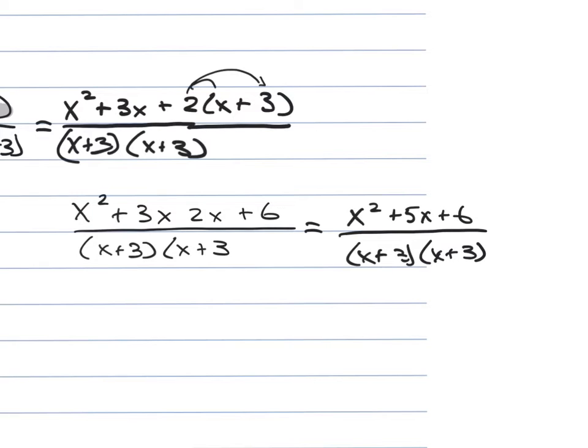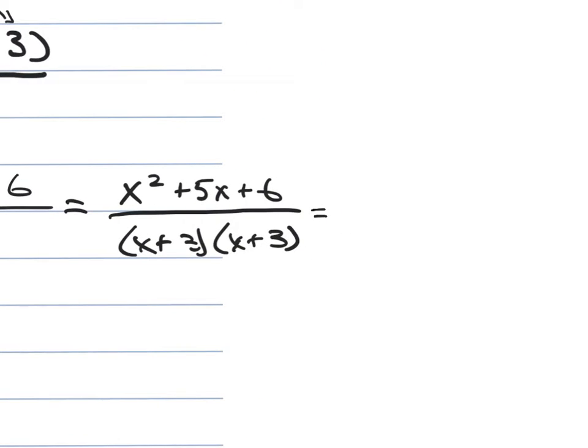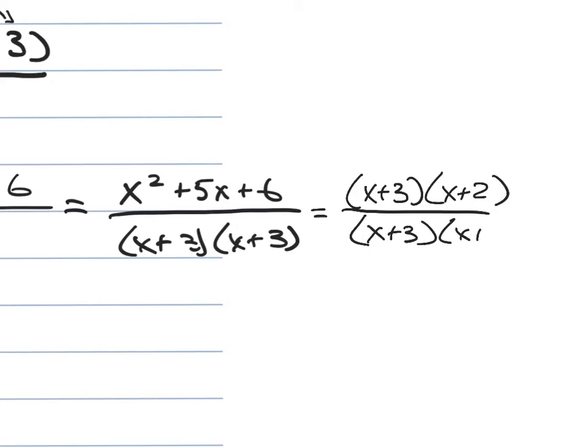Now, I'm thinking something at this point. My brain is looking at something going, can I do something here? What am I looking at and thinking? That top might be able to be factored. Can it be factored? Yes. Into what? X plus 2 times x plus 3. Now this looks like it's going to help me. So this is going to cancel with that, leaving only x plus 2 over x plus 3.